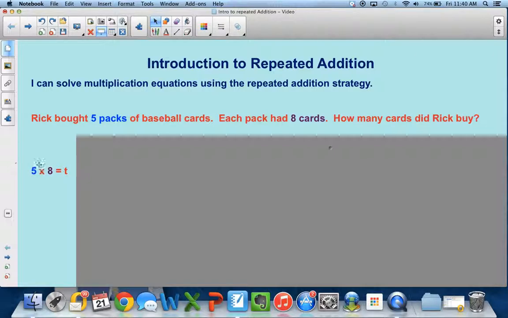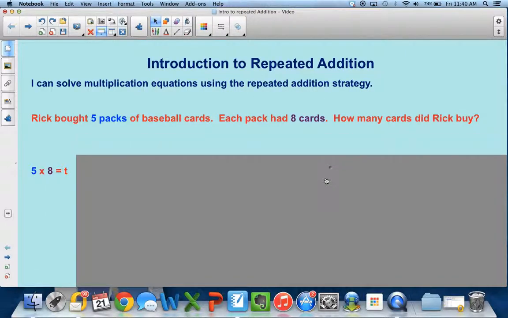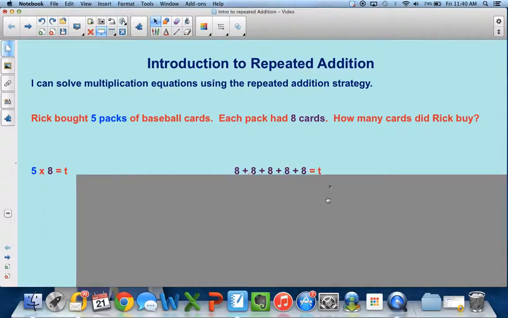So we're going to have 5 groups with 8 in each group. Our repeated addition sentence is going to look like this: 8 plus 8 plus 8 plus 8 plus 8, because we're going to add that number 5 times, because there are 5 groups with 8 in each group. 1 group of 8, 2 groups of 8, 3 groups of 8, 4 groups of 8, 5 groups of 8.